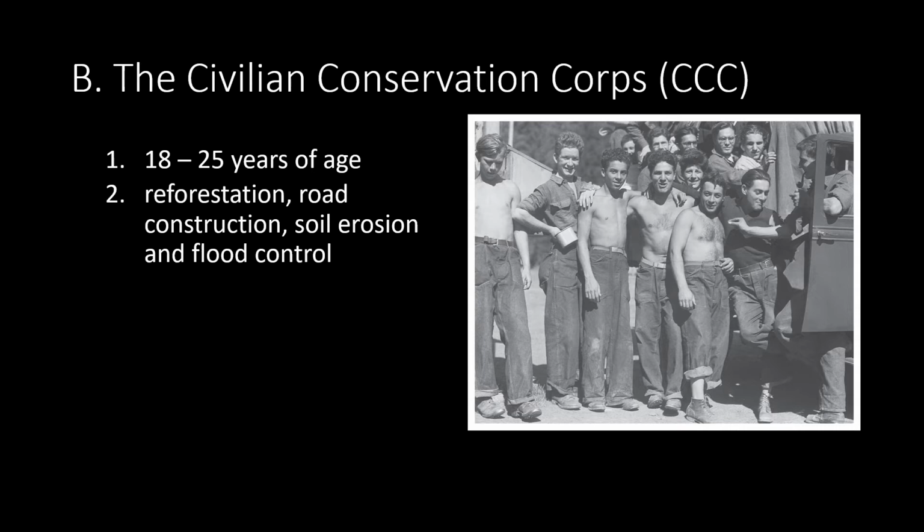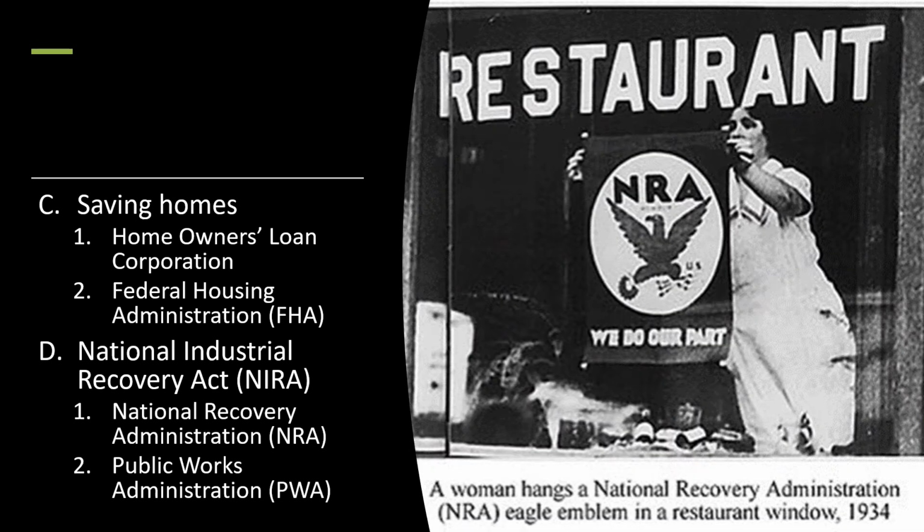2.5 million men would work in 1,500 CCC camps, although the majority of these camps were located in the South. Due to segregation laws, no African American young males were allowed to join.